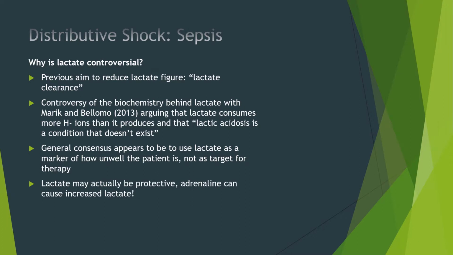There's also some thought that lactate may actually be quite protective, and that it actually provides fuel for the myocardium, for example, in a hypoperfused state, and that even the administration of adrenaline or the release of adrenaline endogenously can also cause an increased lactate. So how do we know that the lactate that we're getting in a blood sample is actually as a result of anaerobic metabolism?